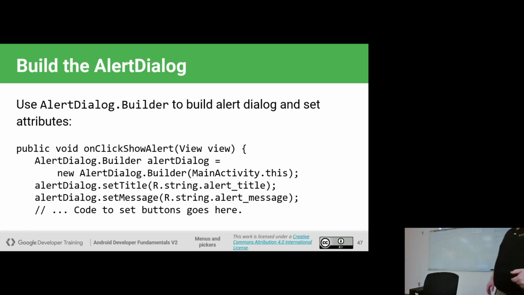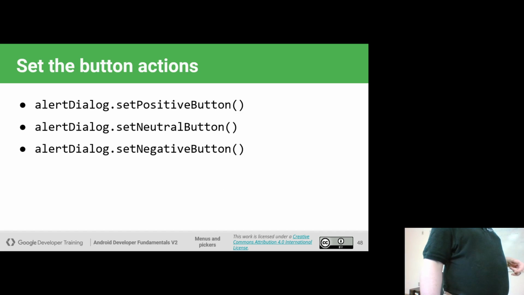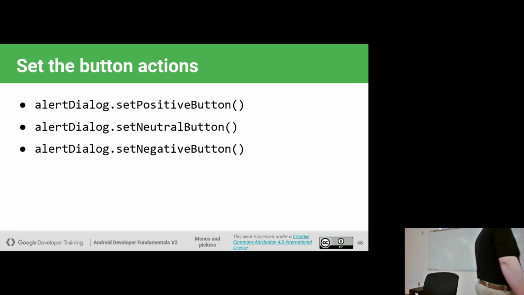The next thing we need to do is tell it what to do with the buttons. There are three methods we can call. We can call set positive button, and that says, yes, I want to have a positive button, and here's the text and the code for it. Same thing with neutral and negative.